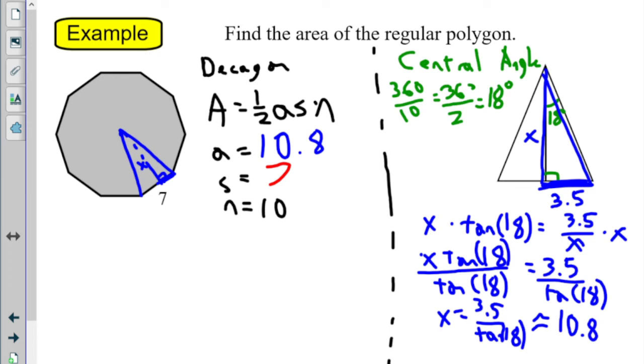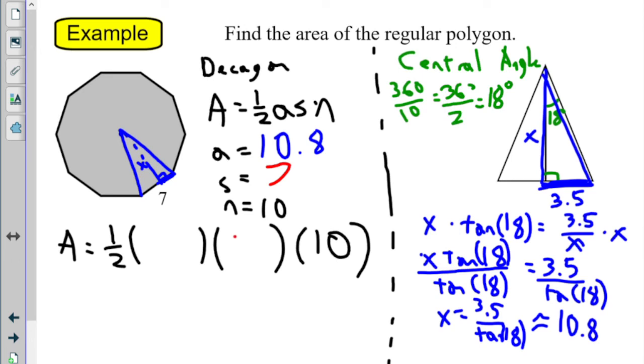I'm going to take that answer I just got and I'm going to multiply it by the rest of the pieces. So we have our area formula. Our number of sides is 10. Our side length here is 7. Our apothem that we just solved for is the 10.8 on my paper, but in my calculator, I have that big long decimal still stored when I multiply the rest of it out.